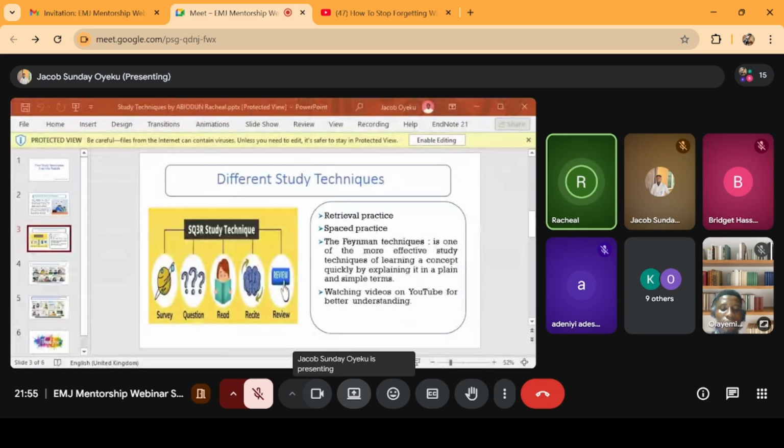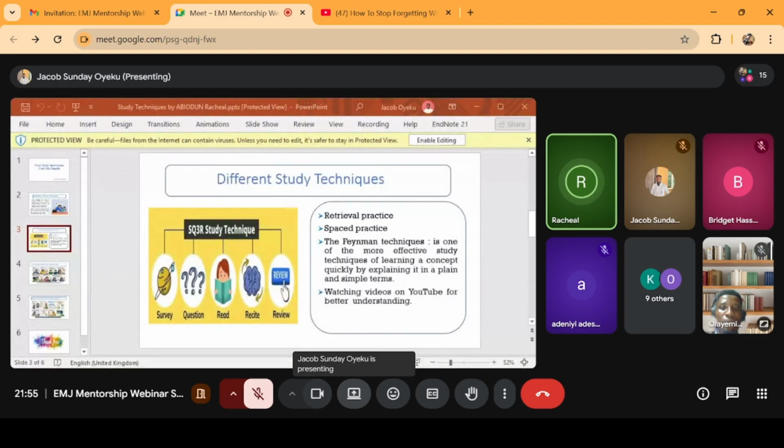So that is the spaced practice. And then I met Olayemi explaining this Feynman technique. So in summary, it's just one of the more effective study techniques of learning a concept by explaining it to yourself in plain and simple terms.